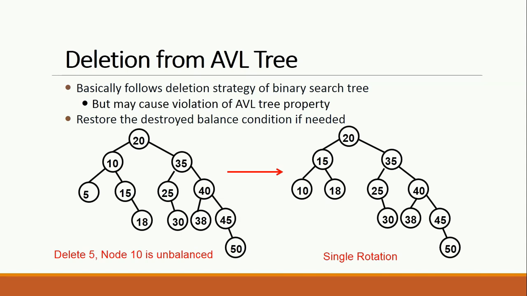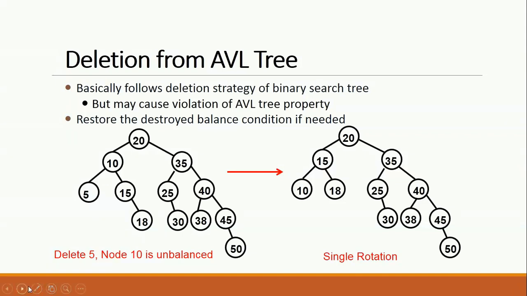But once you delete a node as per the deletion strategy, there is a possibility that it may cause a violation of the AVL tree property. In that case, once the AVL tree property has been violated, you have to restore the properties. Like you have to restore the destroyed balance condition if needed.